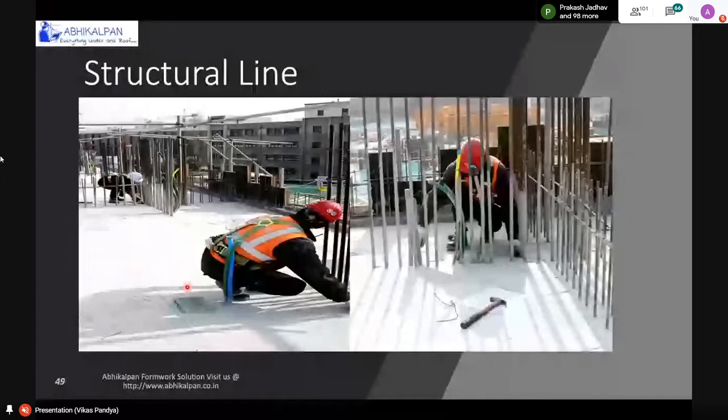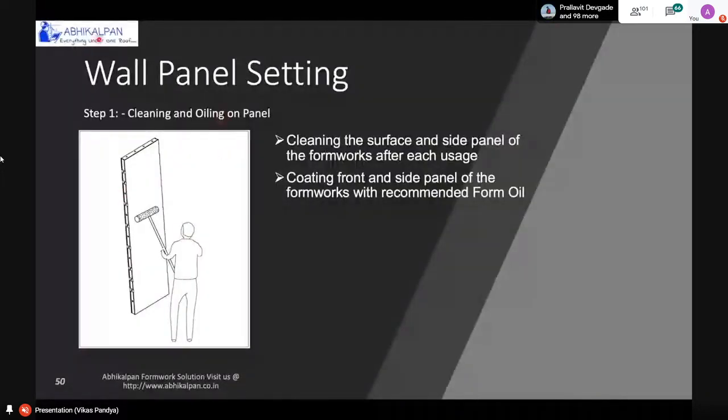After finishing the structural line, the wall panel setting will start. Before erecting any wall panel, we have to clean the panel and apply some foam oil on it to avoid concrete sticking to the panel. If you do not apply the foam oil, you will not get good quality concrete on the panel. You will also see bubbles on your concrete surface, because aluminium and cement react together and create small bubbles. So foam oil is a must for every panel.